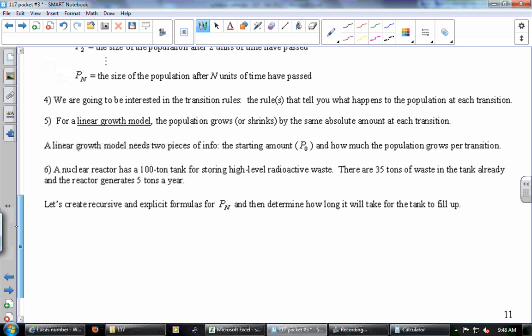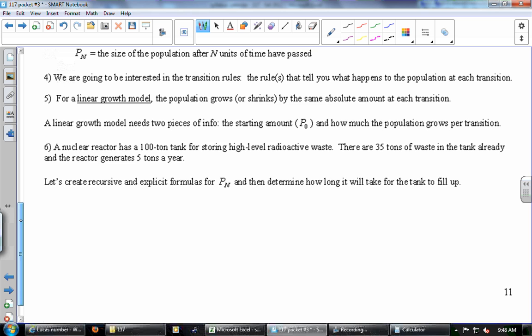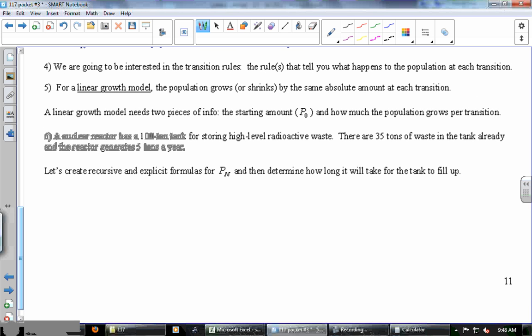Let's jump down to number 6, and then we'll come back up and fill in some of the vocabulary. Kristen, number 6.